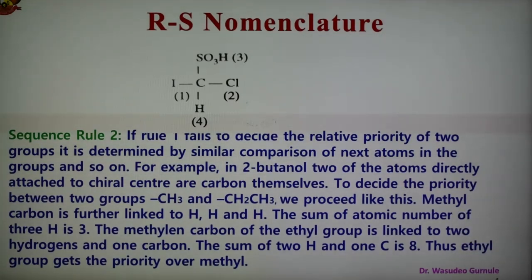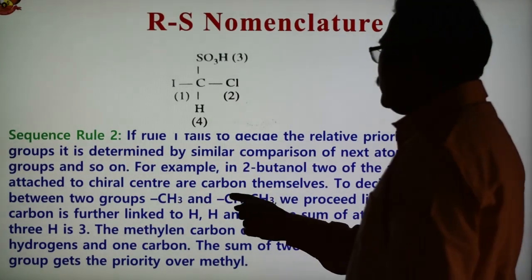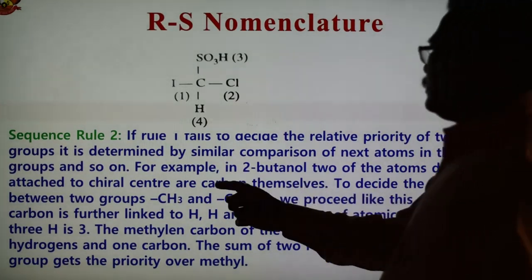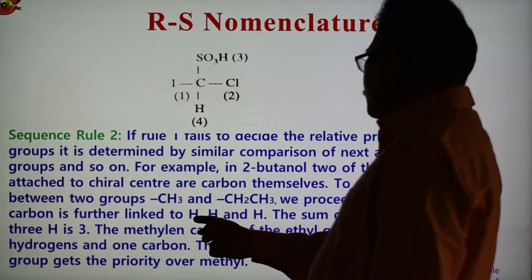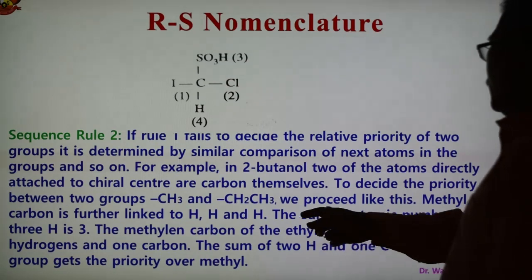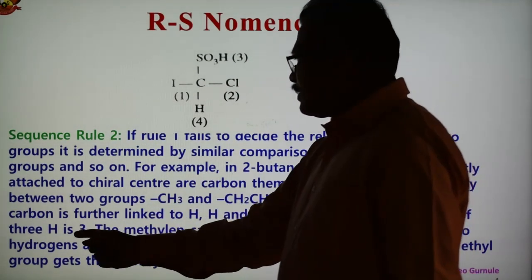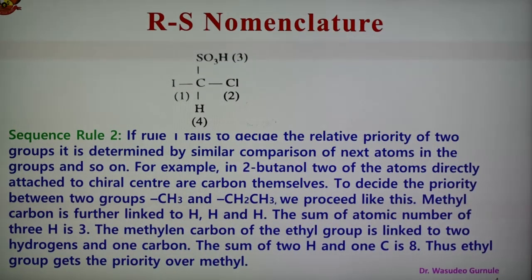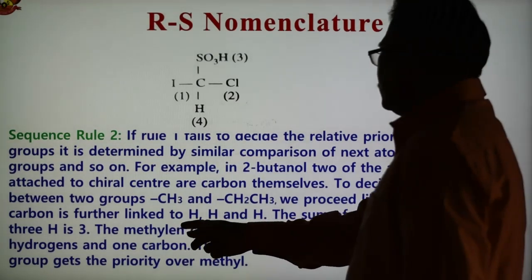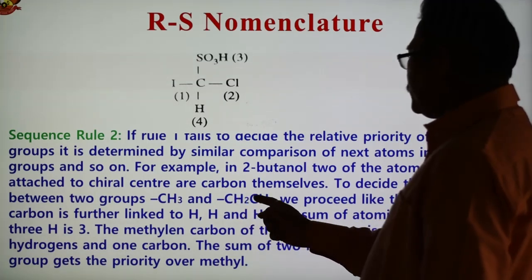In this case, we have to go this way: in the case of methyl, the carbon is further linked. In this methyl group, the methyl carbon is further linked to hydrogen and hydrogen. Methyl CH3, carbon attached to 3 hydrogens. And the sum of the atomic number of the 3 hydrogens is, 1 for one, so for 3 how much will it be? 3. So 3 is the total atomic number of these 3 hydrogens. The methylene carbon, this group here is methylene. This carbon is attached to 2 hydrogens and 1 carbon.